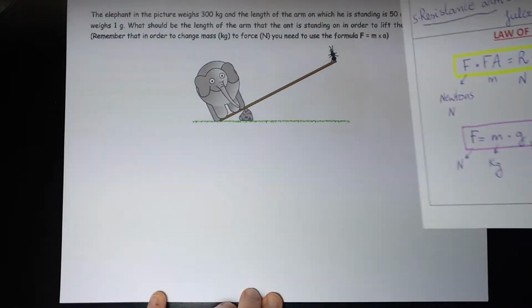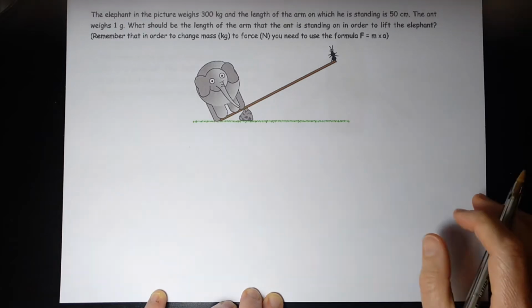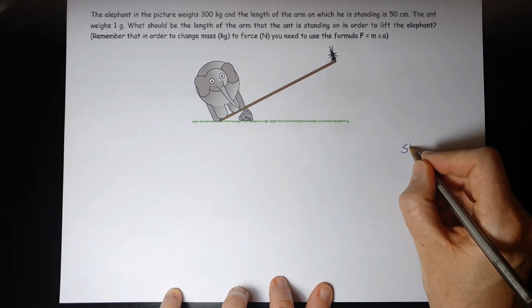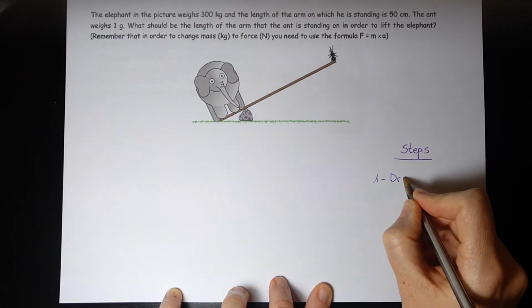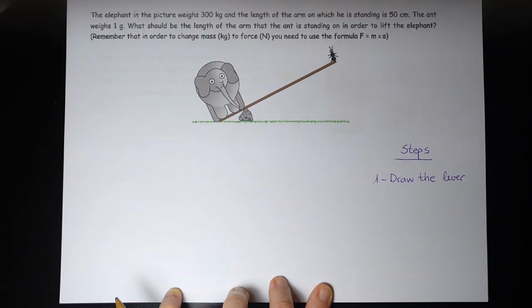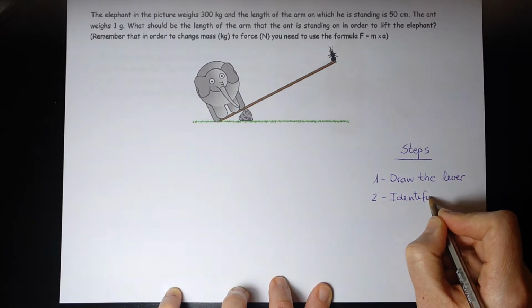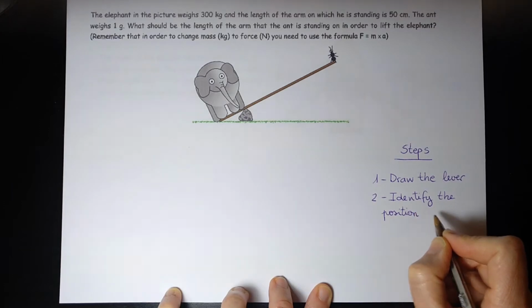Okay, here we are, an elephant and an ant, un elefante y una hormiga. We are going to follow some steps that are going to help us to solve the problem. So the steps are: 1. Draw the lever. Here we have the example. Number 2. Identify the position of the elements.